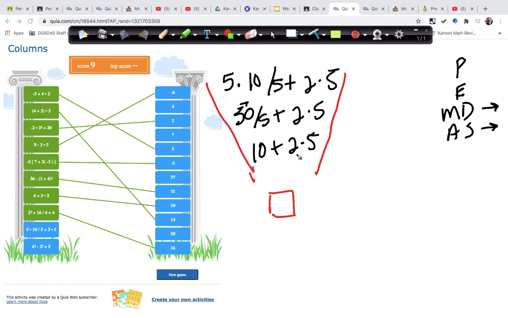So 2 times 5 is 10. It's too easy to make errors. You saw the errors that I made, and it's hard to trace them if we take too many shortcuts. And 10 plus 10 is 20.